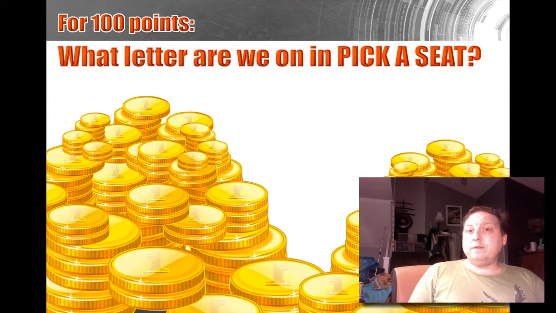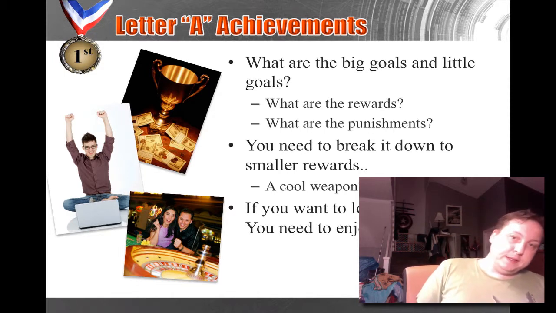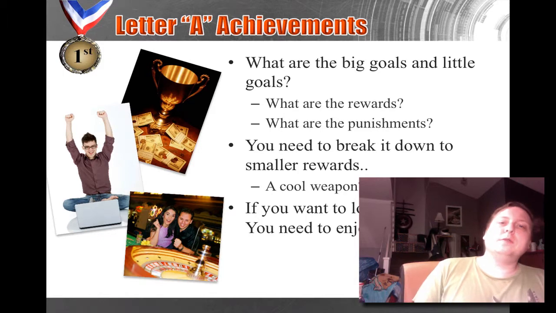So what letter are we on, for those of you playing the home game? We're on the letter A for achievements. If you said assessment, you still get points too, but achievements was in the row for pick your seat.